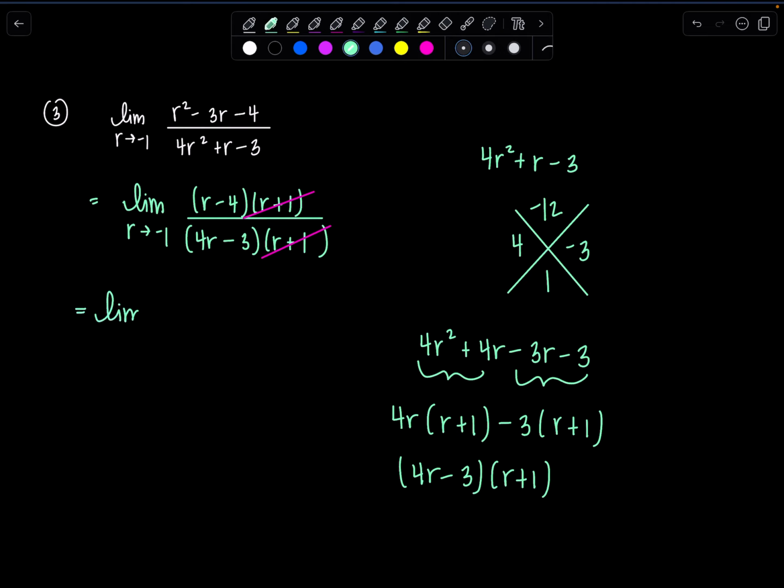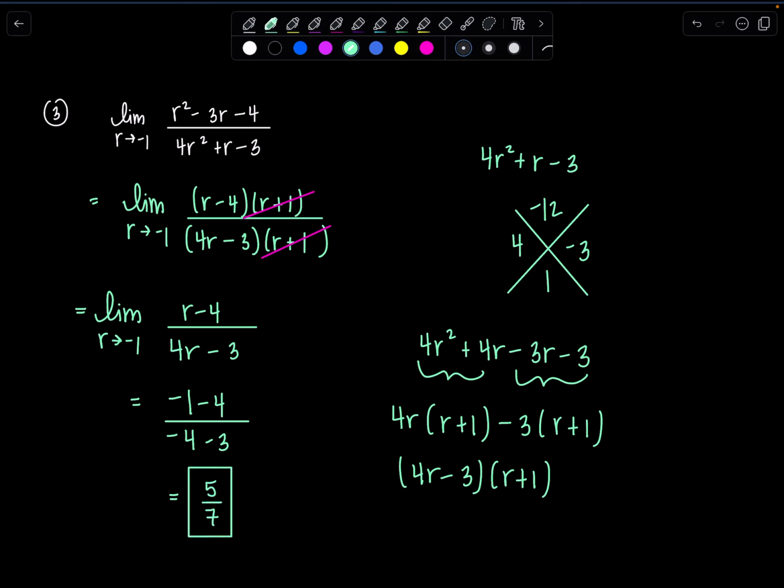So then we have the limit. R approaches negative 1, r minus 4 over 4r minus 3. Good? Okay, so then now let's substitute in negative 1 for r. So negative 1 minus 4 over negative 4 minus 3. So that's negative 5 over negative 7, which is positive 5 over 7. Woohoo! Good job.